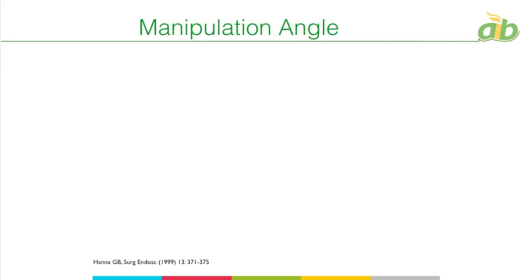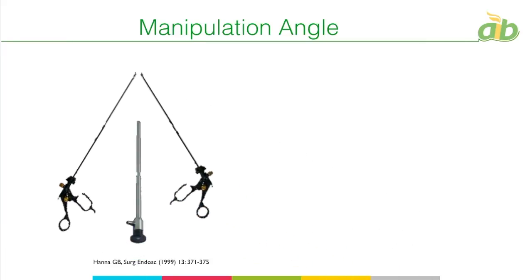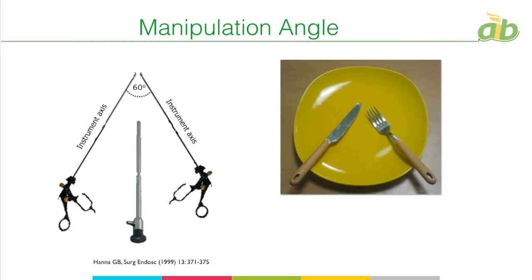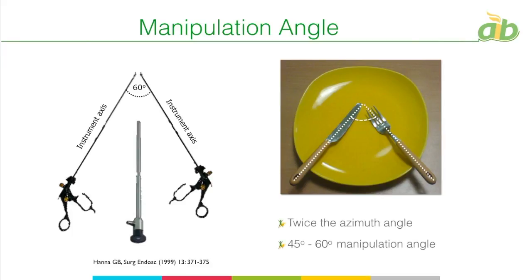Then what is called a manipulation angle? What is a manipulation angle? It's simple. It's double the size of an azimuth angle. That is the axis between both instruments. When you talk about an azimuth angle of 30 on the dominant side, an azimuth angle of 30 on the non-dominant side, a manipulation angle of 60 has to be achieved when you put both azimuth angles together.